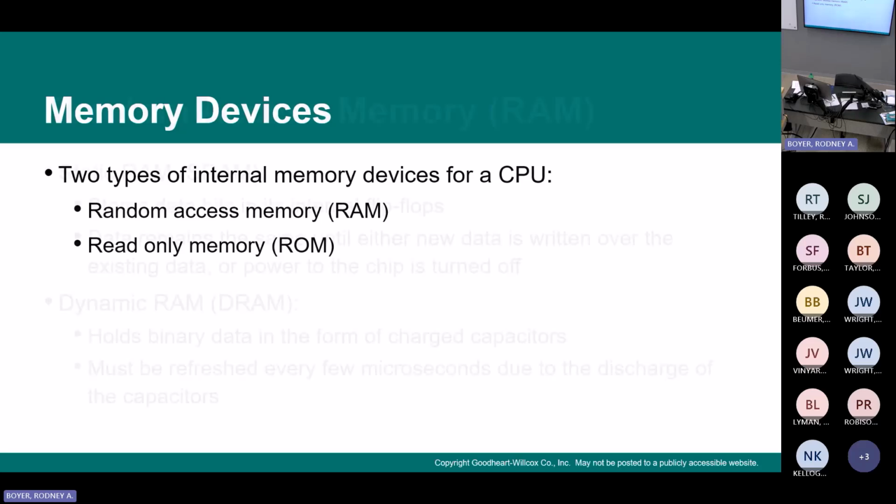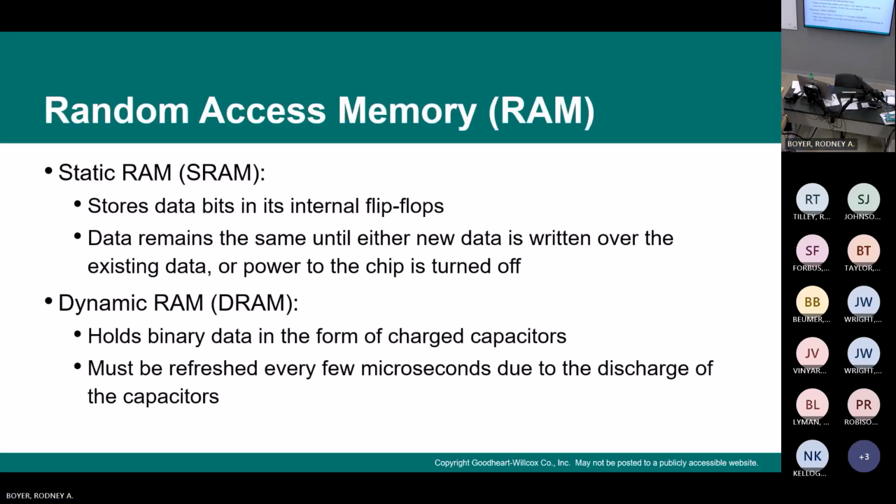Two types of memory devices. We already talked about that. Pardon me. Two types of RAM. This is important. Static RAM stores the data in internal flip-flops. Anybody know what a flip-flop is?